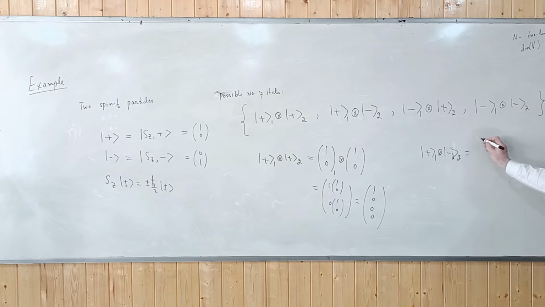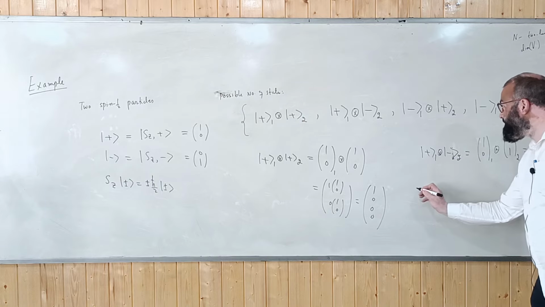So if you write it, it is 1 0. Okay, tensor 0 1 2. So what will it be? 1 multiplied by 0 0, 1 multiplied by 1 1, 0 0 and 0. So like this. Okay, clear?